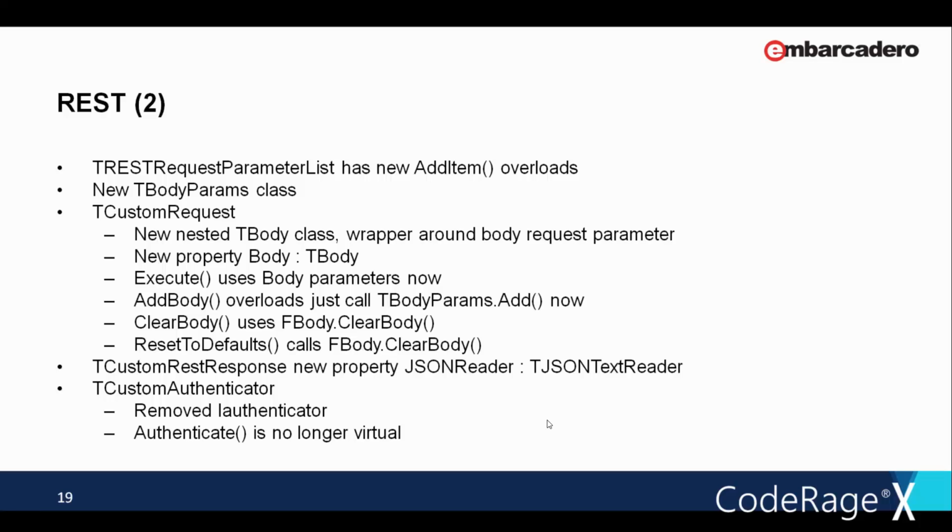And reset to defaults also calls clear body, so perhaps that was a bug fix that ended up being introduced when that code got refactored as well. Custom REST response has a new property, which is the JSON reader for reading the REST response, and the custom authenticator has removed iAuthenticator, and authenticate is no longer virtual, so the way it gets invoked has changed on the back end, so it doesn't need to be overridden.